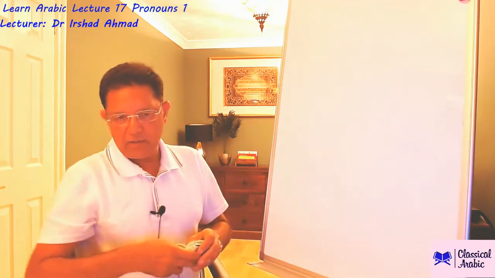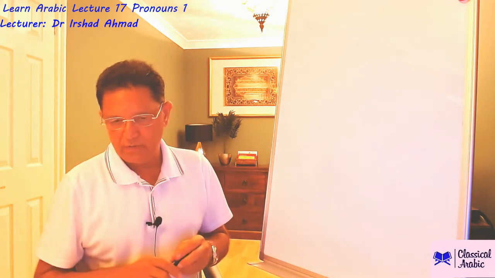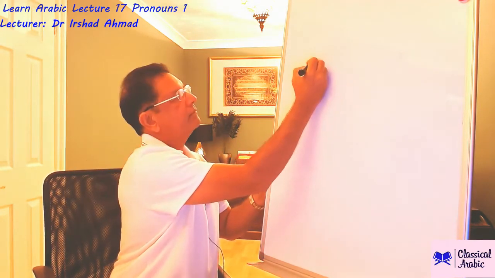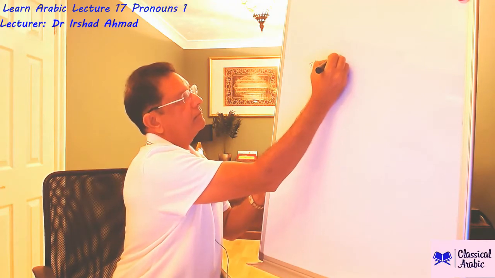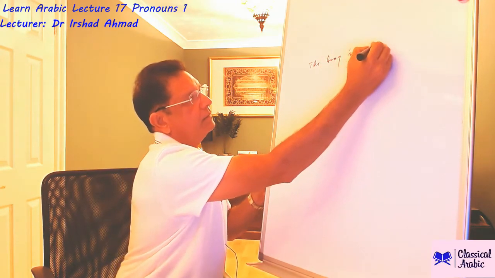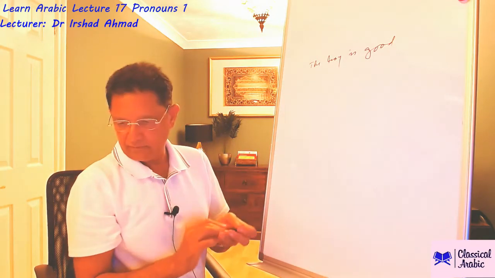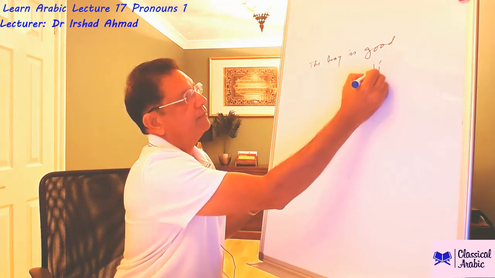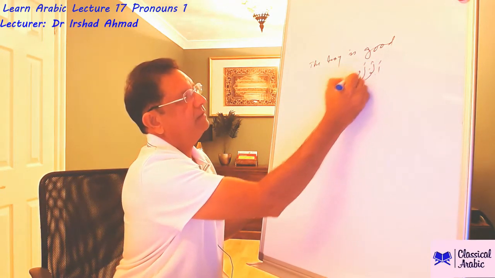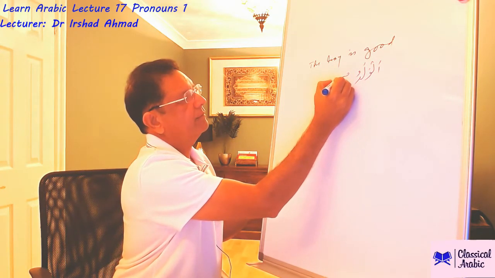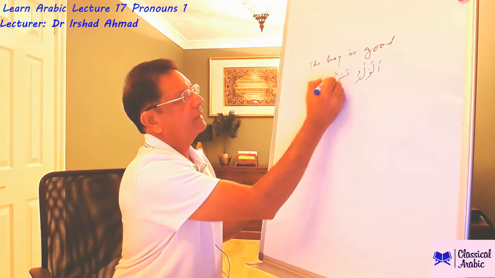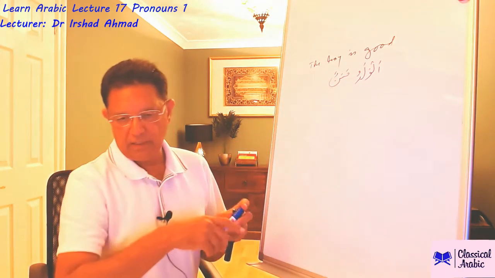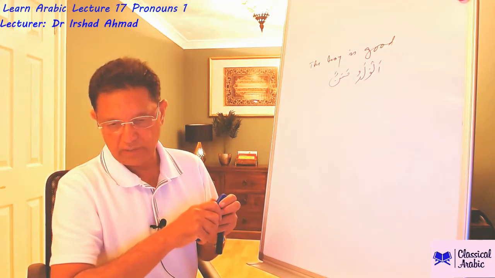We made our jumla ismiya, and we used the example of the boy is good. The boy is good, and our translation was easy, there was no problem. We know what boy is. Al-waladu, al-waladu hasanun. The boy is good. So that's our jumla ismiya. Al-waladu hasanun. The boy is good.